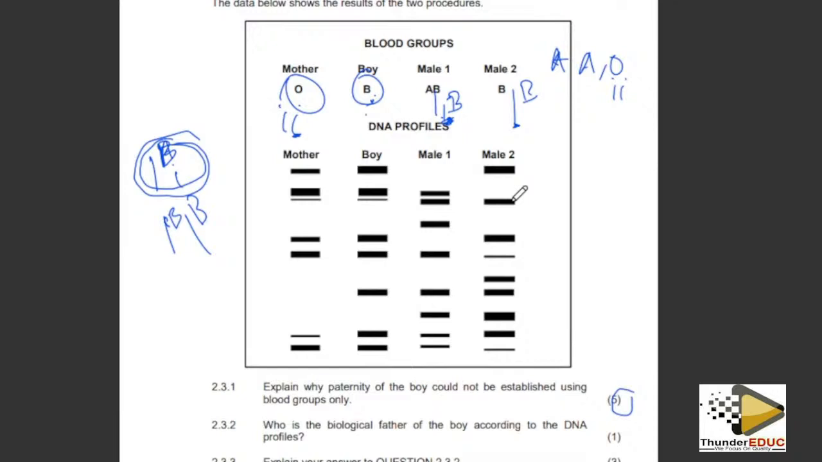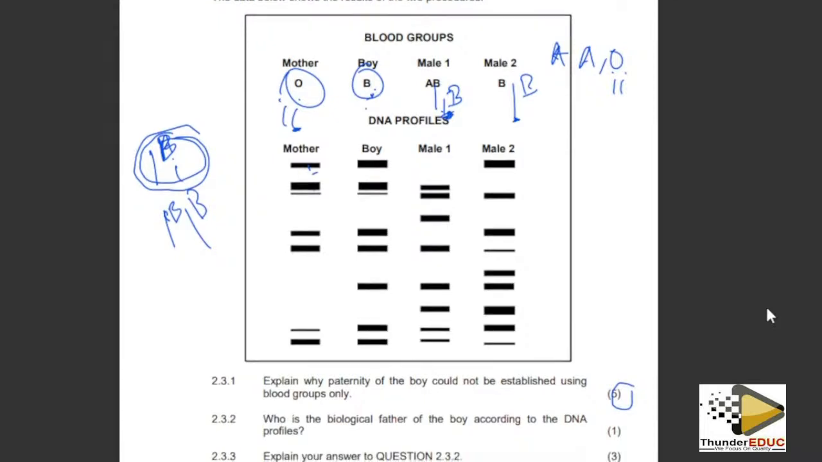Remember, all the genes that this boy or this baby has come from the mother and the father. So if you take out all the mother's genes, because the mother is known, now the remaining bands of this boy must be those of the father. Let me show you what I'm trying to say. This band from the mother, this one is not for them. Yes, this one is corresponding. So this one is out. This one corresponds. All right, this one corresponds.